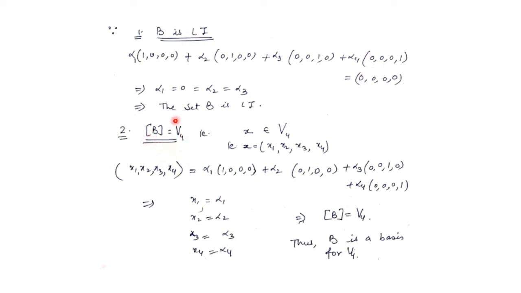Okay, so for this we consider any element of V4. Let X be any element of V4. Then clearly X is a 4-ordered tuple, so it is of the form x1, x2, x3, x4. Now we need to check whether this X can be written as a linear combination of the elements of B. If this holds, then the span of B is the same as V4, right? So for this we write x1, x2, x3, x4 as alpha 1 times (1,0,0,0) plus alpha 2 times this plus alpha 3 times this plus alpha 4 times this. These are the elements of B, right?